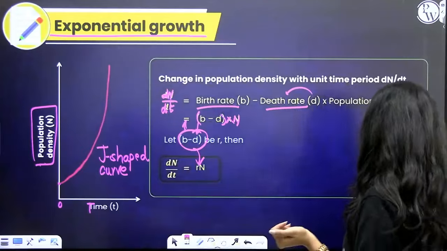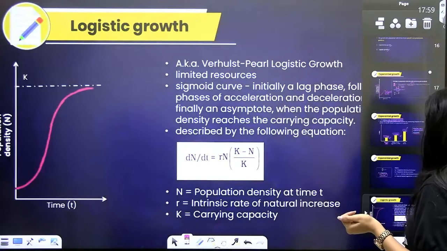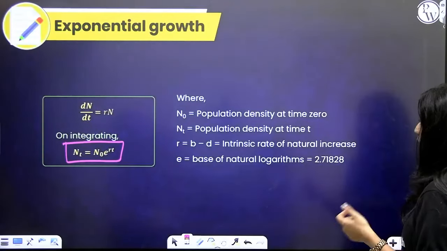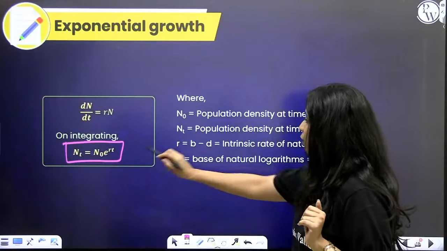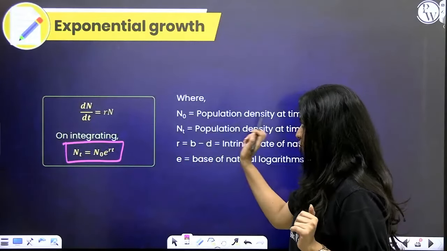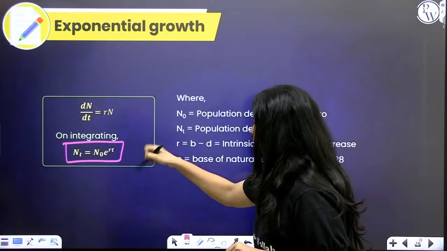What will happen instead? Under normal conditions where everything is limited, the resources are limited, we have another type of growth curve, which we will talk about, okay? So here, what do we mean by this equation? So let's understand this equation.